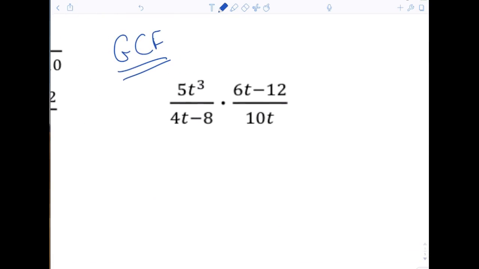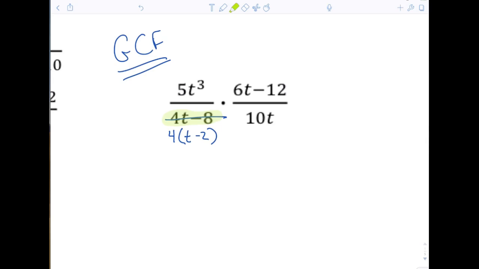The denominator, 4t minus 8. What can I do to that? Factor out a what? 4. Right? So that becomes 4 parentheses what? T minus 2. Now I'm going to cross that out because I don't want to confuse myself.